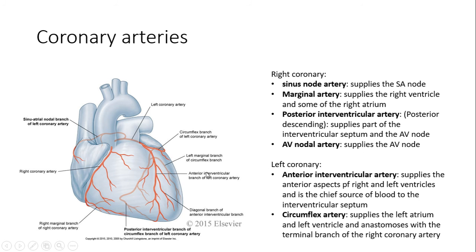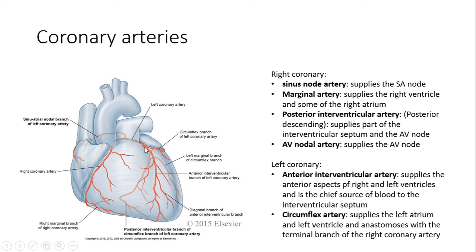The left coronary artery, as soon as it comes out, sends off two branches. One wraps around the atrium and the ventricle, known as the circumflex, because it runs around the circumference of the heart. It feeds both the left atrium and the left ventricle, particularly the left atrium more than the left ventricle. And it will anastomose with the right coronary artery in the back. So left and right do anastomose using the right coronary and the circumflex.